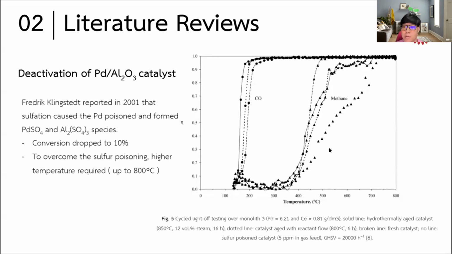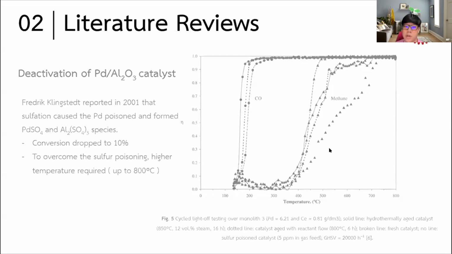Kingston studied the behavior of palladium alumina in the presence of 5 ppm sulfur in the gas phase. The conversion decreased to 10% because of sulfation. To overcome the poisoning effect, a very high temperature is required, up to 800 degrees, which is incredibly high for the process.